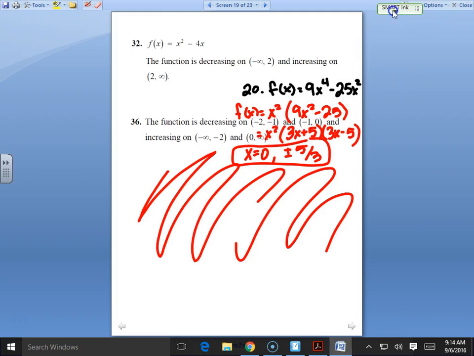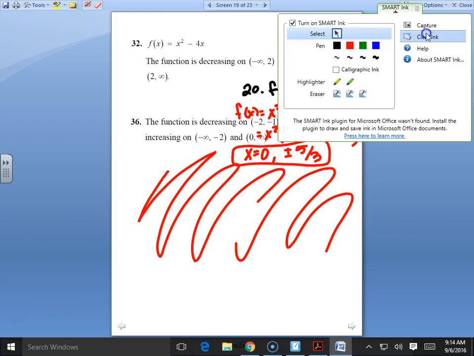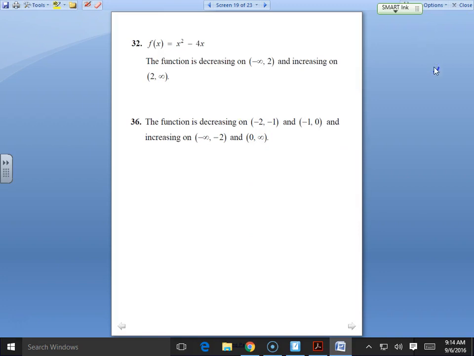Let me get rid of all that ink that's now covering up the page. Okay. Number 32. Is that the right function? You should be able to know because you're writing down the problem. Okay. Decreasing, negative infinity to 2, increasing 2 to infinity. And remember, I said always keep the increasing, decreasing ones open, which means parentheses. Okay? So some of you are starting to put brackets.